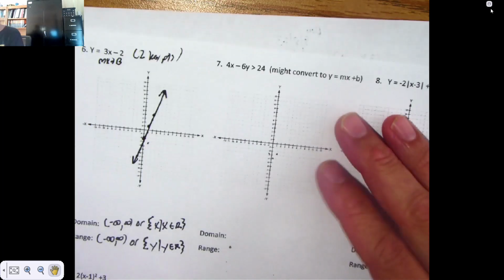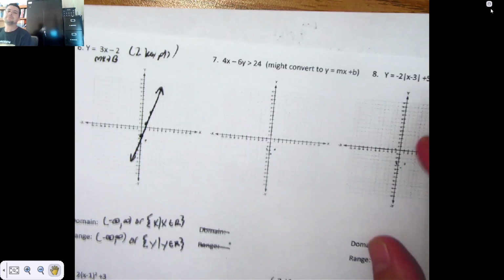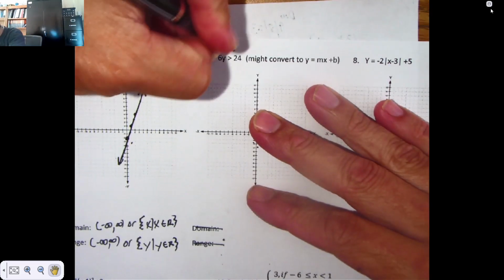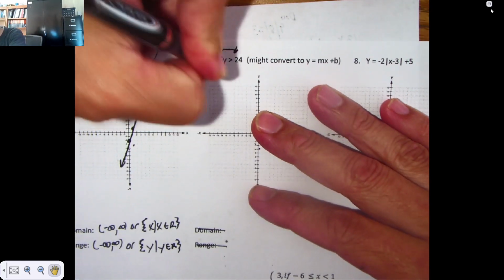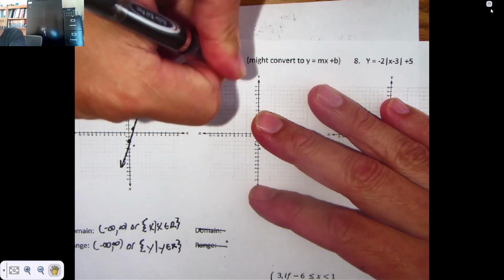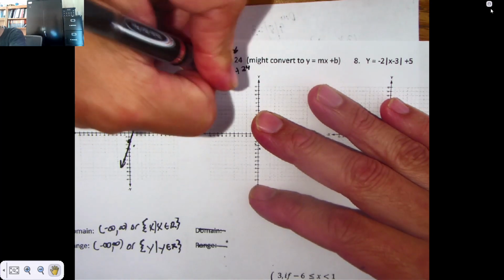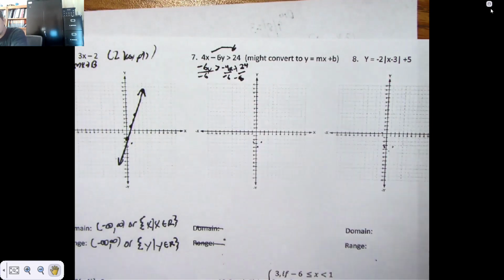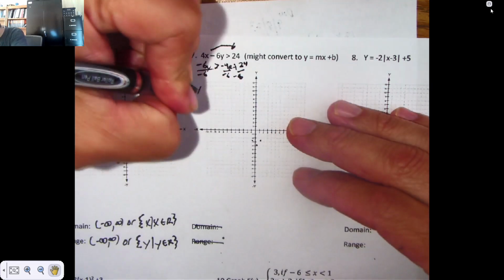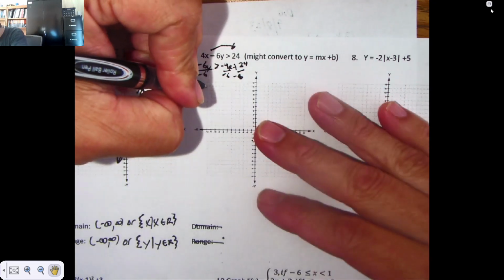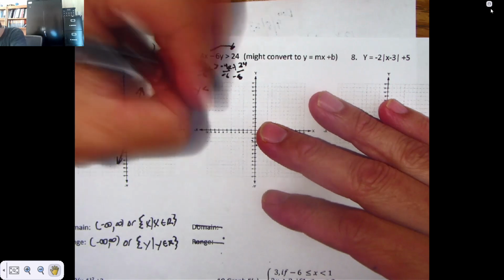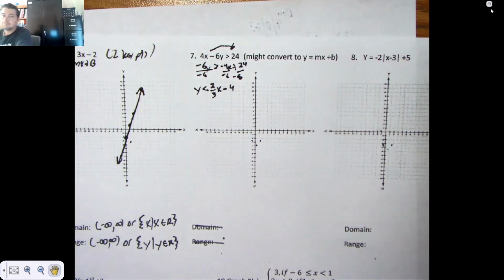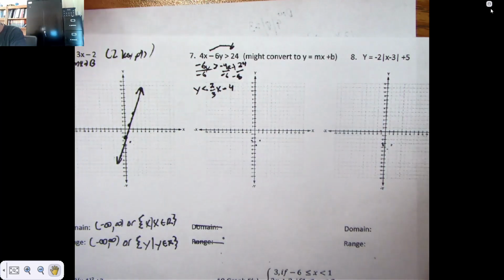Next up is the inequality, and I'm going to strike out its domain and range. Let's say you might convert it to mx plus b, and you probably should. So that gets over there: -6y greater than -4x plus 24. Divide that negative symbol out. Revert back to 8th grade. When you divide by a negative, the inequality symbol flips. If you don't know why that's true, you feel free to ask me because I actually know. So y is less than 2/3 of x minus 4. And then go to town on it.